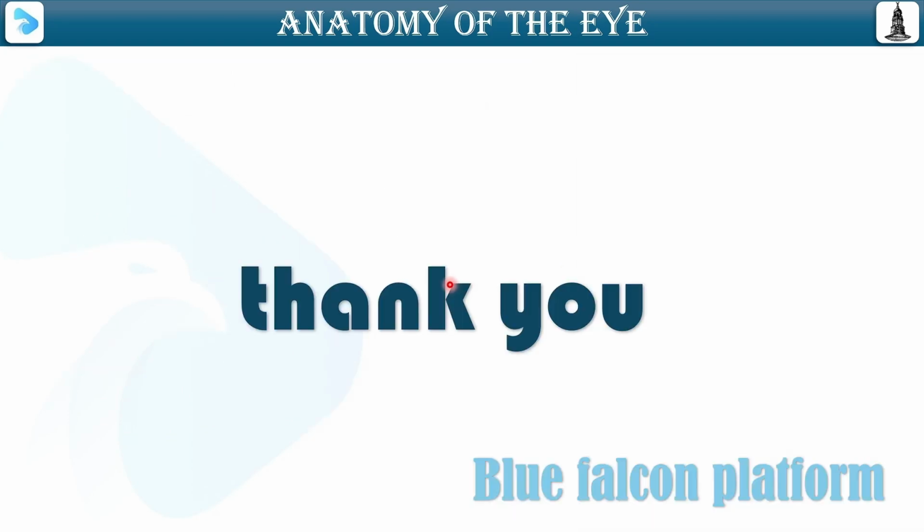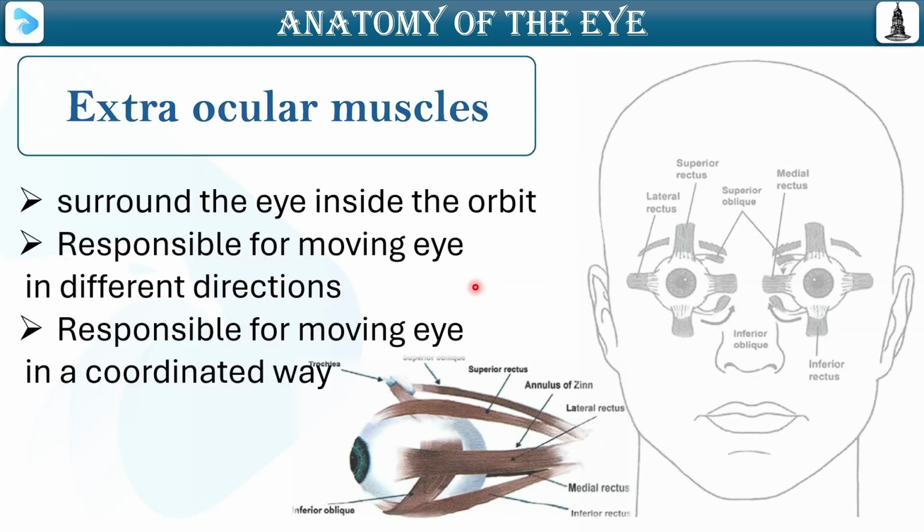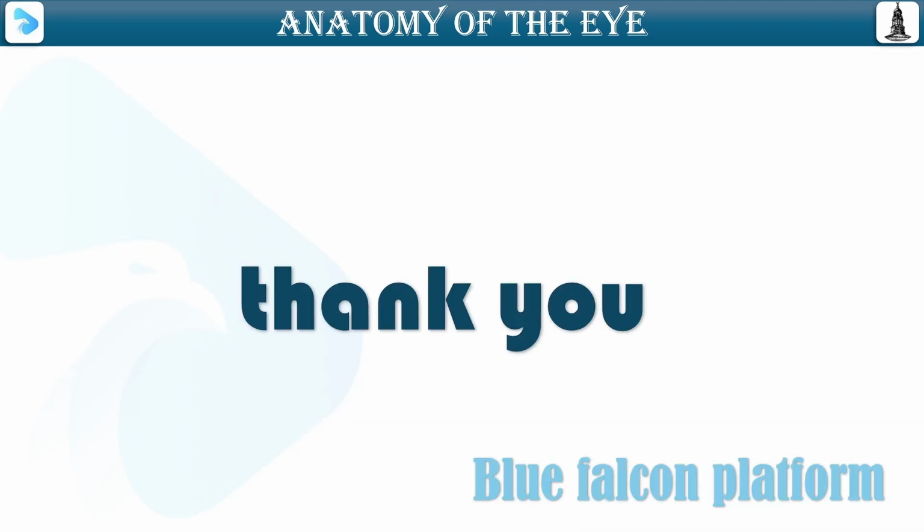The last slide of this lecture is called the extraocular muscles. These are the extraocular muscles here. They are attached to the sclera here, so they surround the eye inside the orbit. If we imagine this is the orbit, these are the muscles that are surrounding the eye. They are responsible for moving the eye in different directions, and also for moving the eye in a coordinated way.